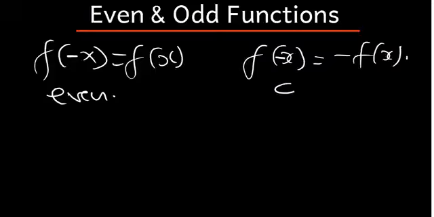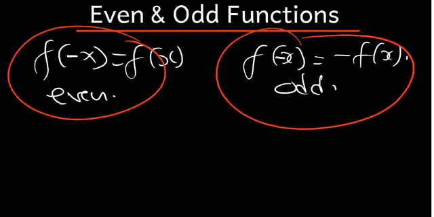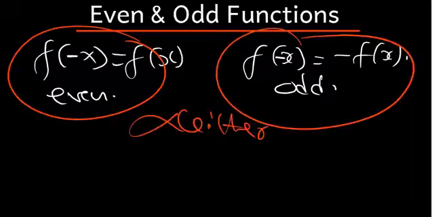Then we're going to say that this is an odd function. So if you discover that the function is not giving us this and at the same time it's not giving us this, meaning that the function is neither even nor odd, so we just say the function is neither.